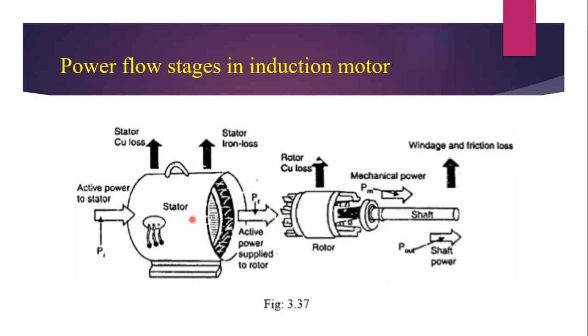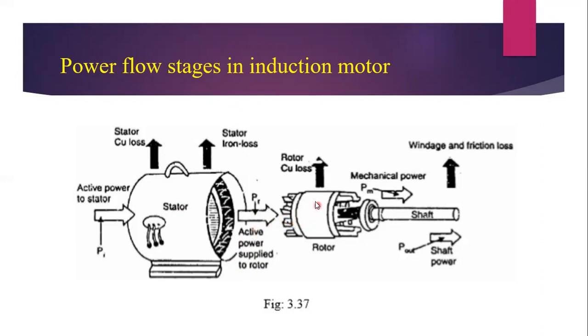Understood? So the stator input power PI minus the stator copper losses and stator iron losses is called the stator output, and also called the rotor input. That is nothing but the active power supplied to the rotor.